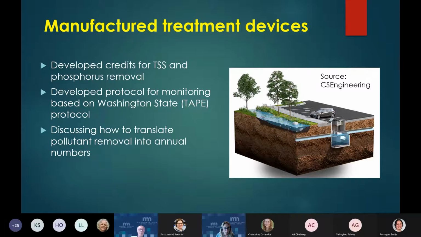And what we've done is we've developed credits for total suspended solids and phosphorus removal for these practices. We're developing a protocol based on Washington State's approaches. And then we have to figure out how to translate these fluid removal numbers into annual removal numbers. We're seeing these devices used more and more, and so there is a desire to get this information out there sooner than later.